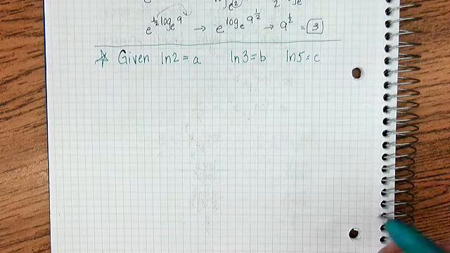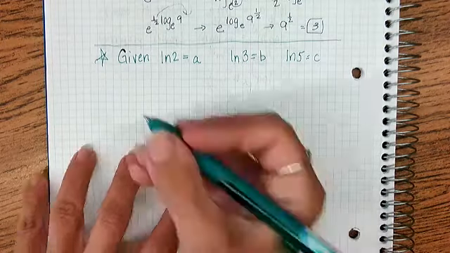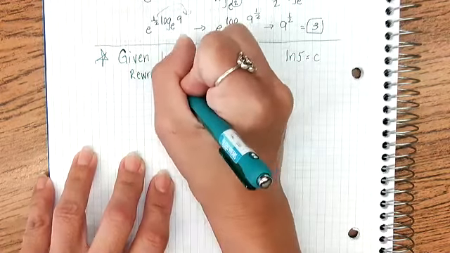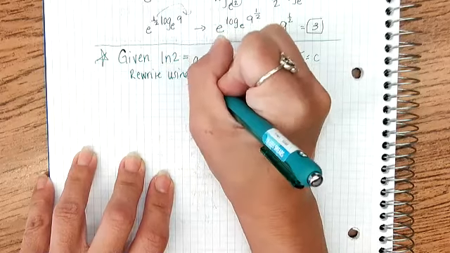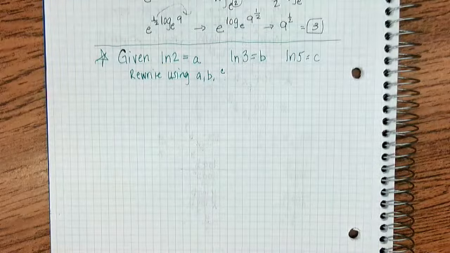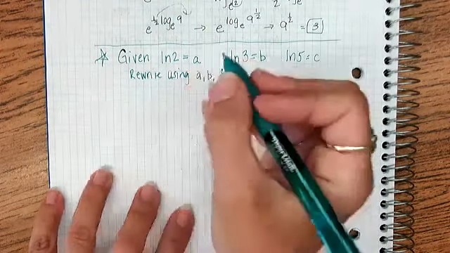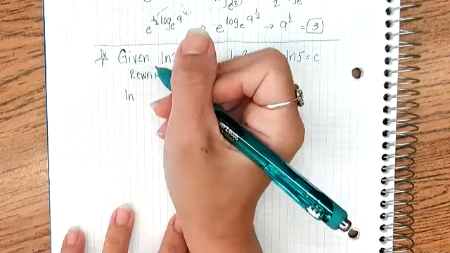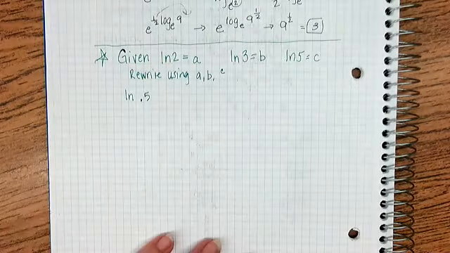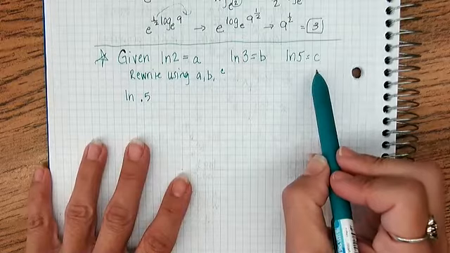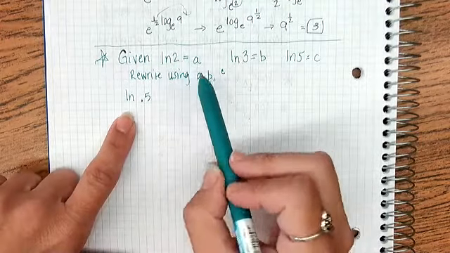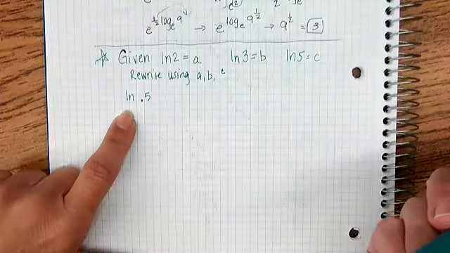So I want you to evaluate something like, so the directions will say this: rewrite using a, b, c. So let's say I ask you to find the natural log of 0.5. That's not point c. Oh, no. So I want to rewrite 0.5 using a combination of 2 and/or 3 and/or 5.